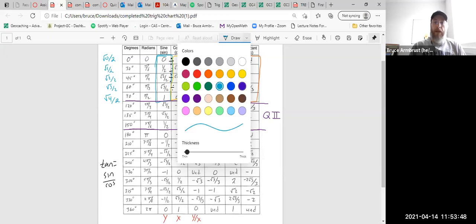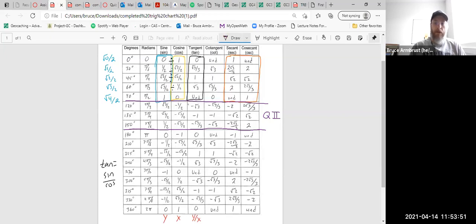All right, well, if we go down to quadrant 3 angles, they're the ones that are between pi and 3 pi over 2. That's these.